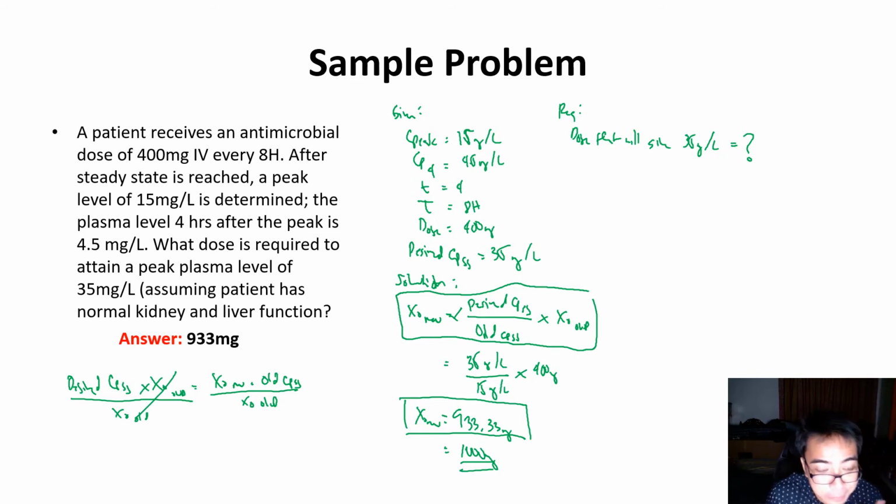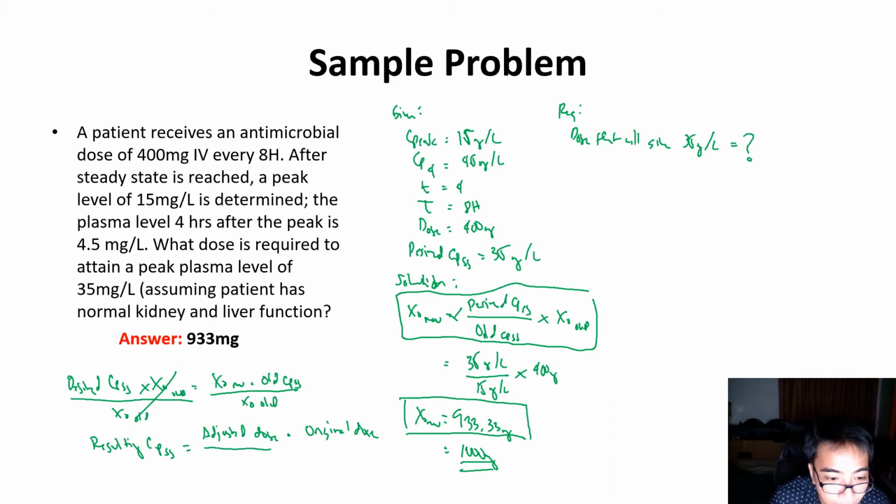So therefore, kasi papalitan ko lang ang terms ko na nagagamit dito ha. This will be resulting CPSS equals adjusted dose times original dose over expected, sorry. This is baliktad. Ito yung expected CPSS divided by old dose.